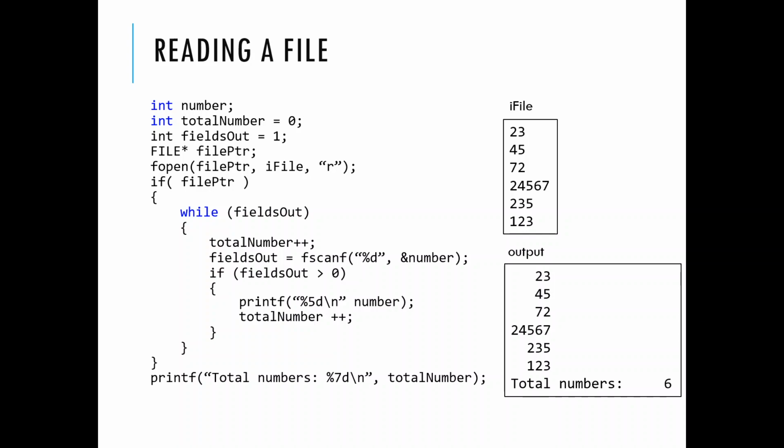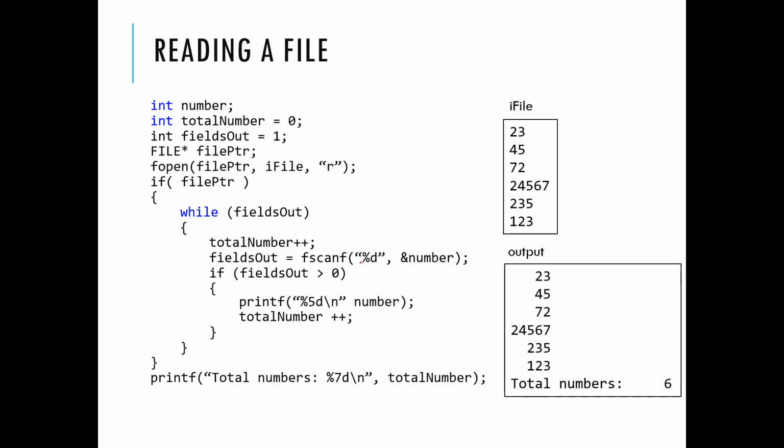And then what I will do is, if the number of fields I've read is greater than 0, then I'm going to print out some value to the screen and increase my total number. Keep on doing this, and then at the very end, total numbers. This is the total number of things I'm going to read. So I'm going to read 23, 45, 72, to whatever, 24,567, 235, 123, and then I'm going to output that same value one after the other.